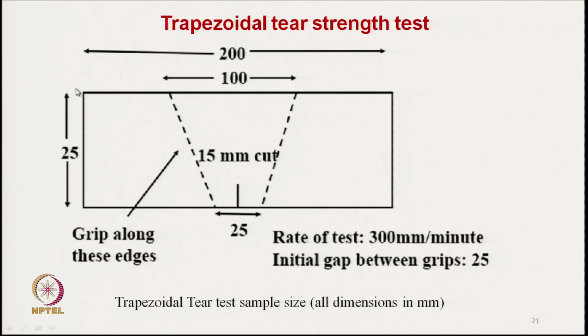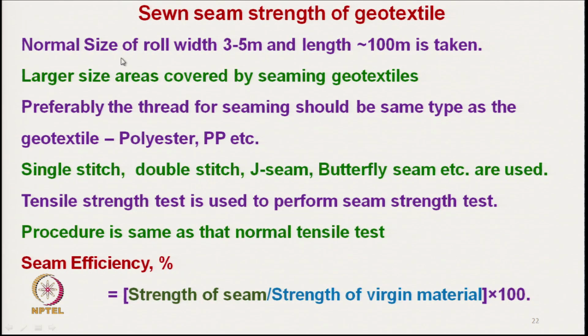This is the sample size as per ASTM. 200 millimeter length, this is 100, this is the grip line, and here the cut is made, and we measure the strength required to propagate this cut. Normal size roll width is 3 to 5 meters.